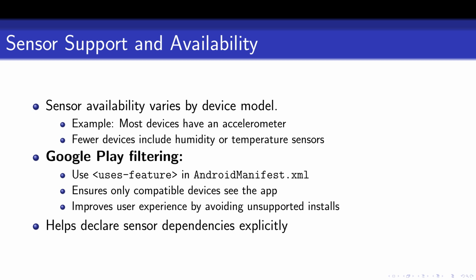It's important to note that sensor availability varies between devices. Most phones include an accelerometer, but more specialized sensors, like barometers or humidity detectors, might not be present. To handle this variability, declare sensor requirements in your manifest using uses-feature. This ensures only compatible devices can install your app through the Play Store, helping avoid crashes and confusion.